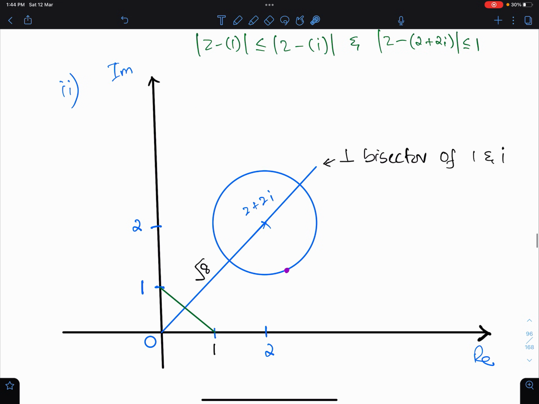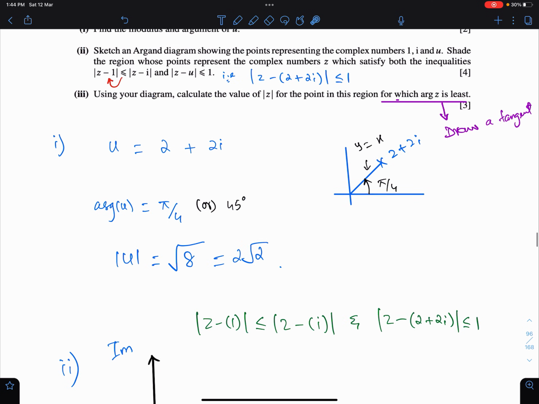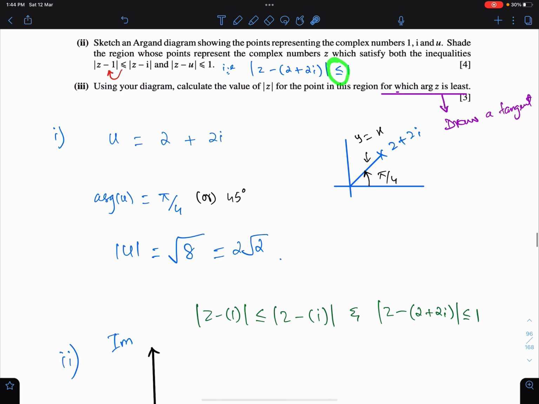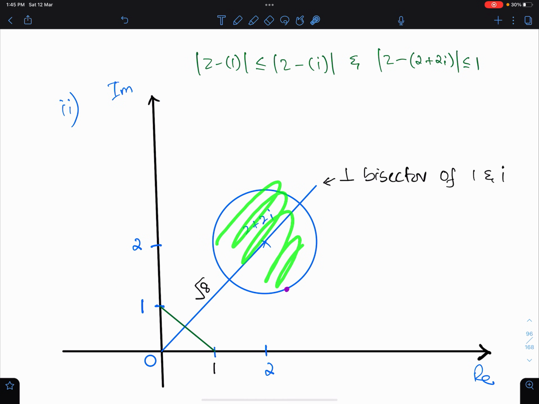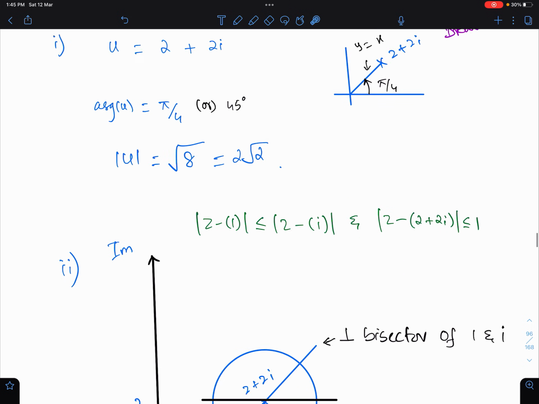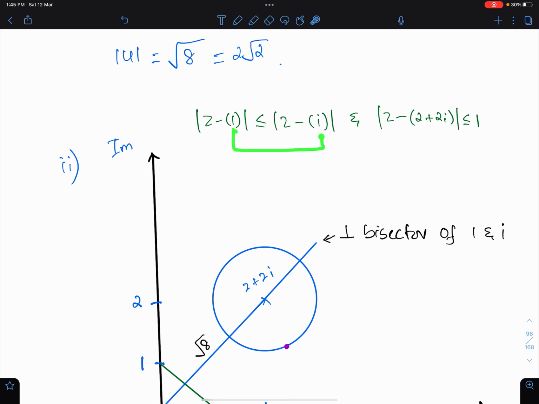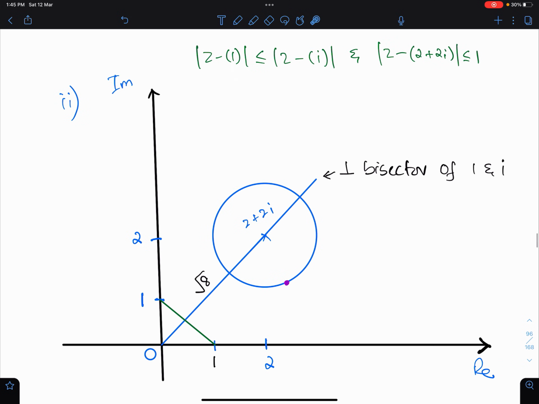So here is the circle with center at 2 plus 2i and radius 1. And according to this inequality, we have to shade inside the circle. And this is the inequality of the perpendicular bisector. So this is 1 and this is i. And this is the perpendicular bisector of these two complex numbers. Since this inequality is pointed towards 1, we have to shade this side of the perpendicular bisector.